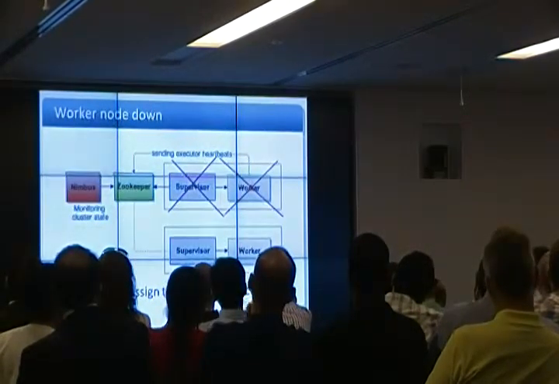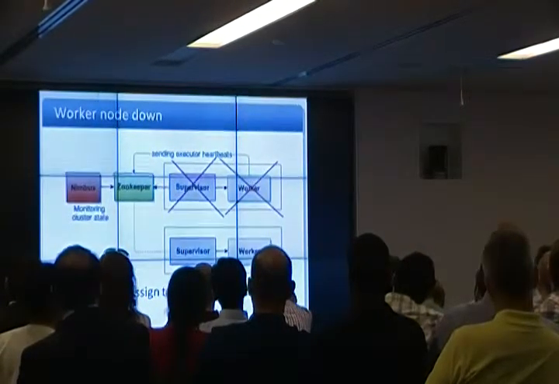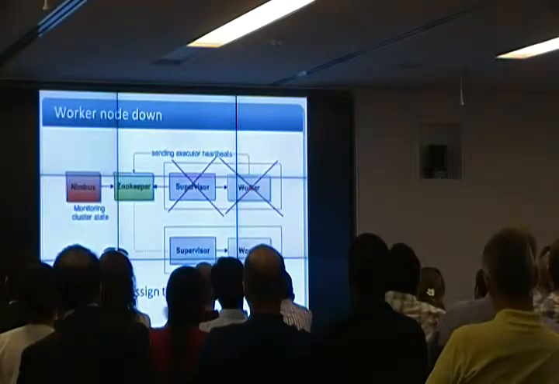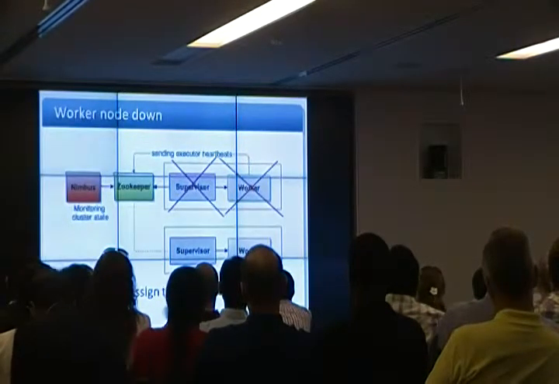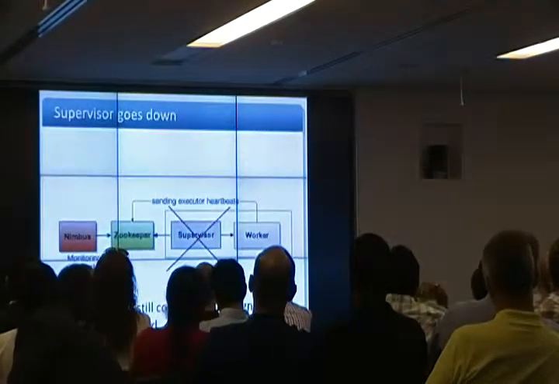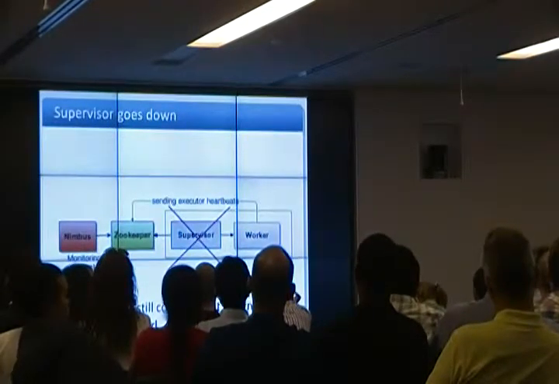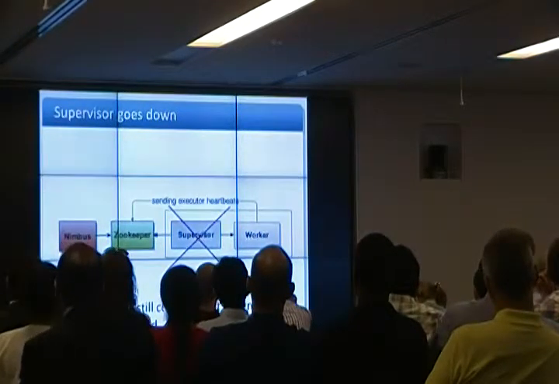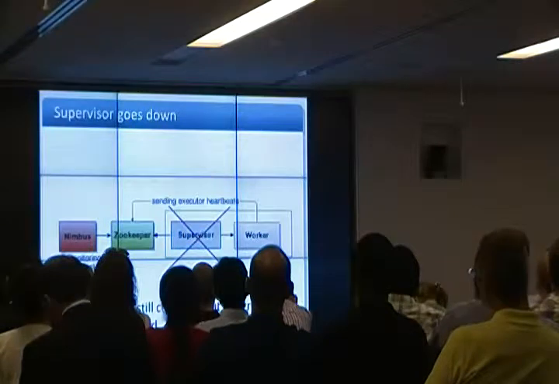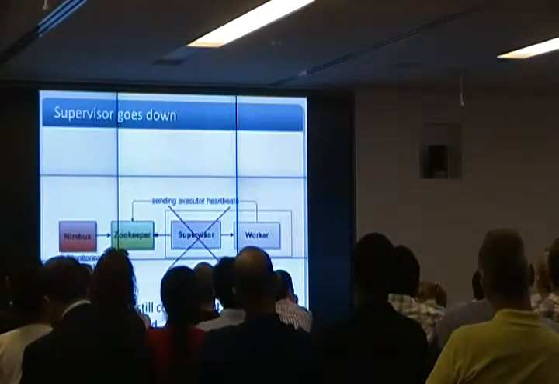Now let's say the whole machine dies. Not a big deal. Nimbus will reassign the task to another machine, so the process will continue. Now, if supervisor dies, well, the worker is still alive and will perform your task. You just lose the assignment of new tasks to these workers.